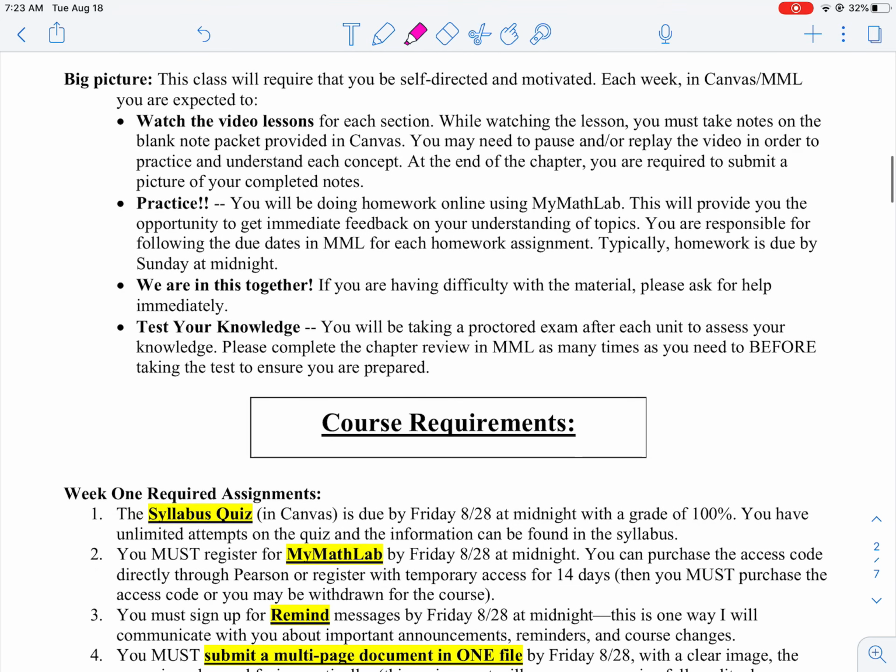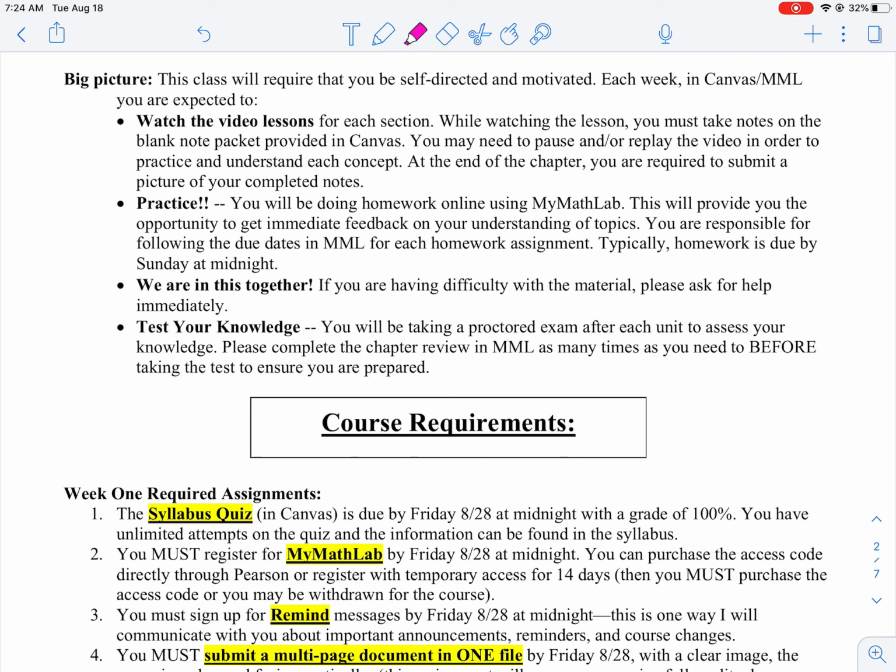All right, the big picture of how this class is going to run. Because we're kind of at home and we're alone, this class will require that you are self-directed and motivated. So you have to make sure that you make this a priority, that you schedule time now and put it in your calendar for this class every single day. Just like if we were in class together, we would be spending a significant time together each week. In class, I would probably see you about an hour and a half twice a week.